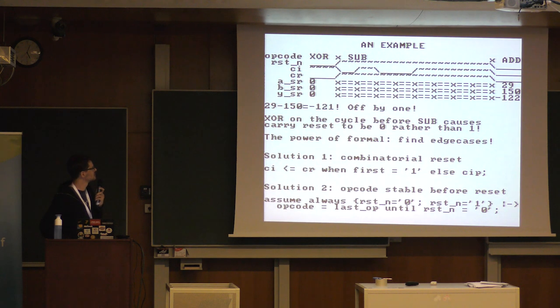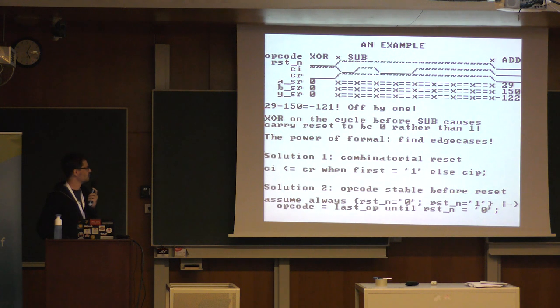We see at the top, it did an XOR, and then it went to a subtraction. And at the end the values are what they are there. But if you do the subtraction, you see the result is off by one. And if you look carefully, XOR had a carry reset of 0, and subtract has a carry reset of 1. What actually happened is that if your opcode changes the cycle before you go out of reset, it takes the reset value of the old cycle, and then it's off by one or off by some other logic function.